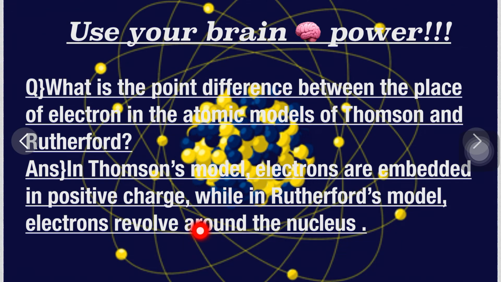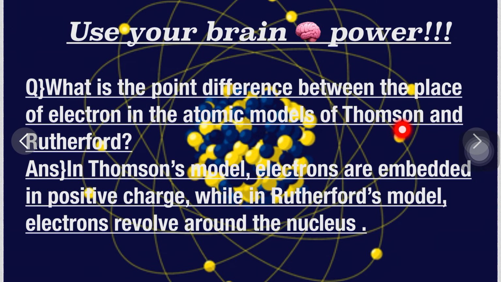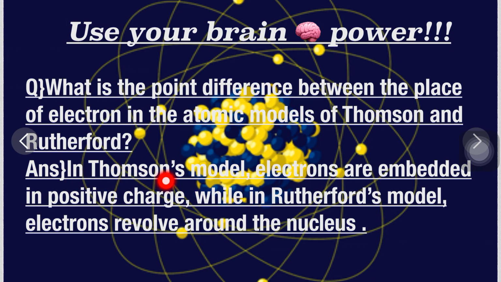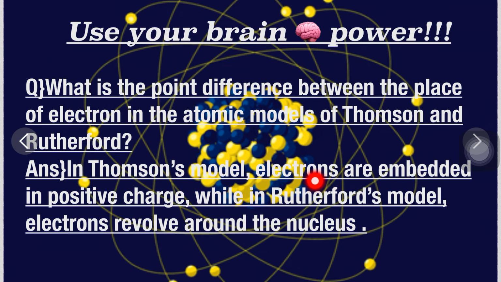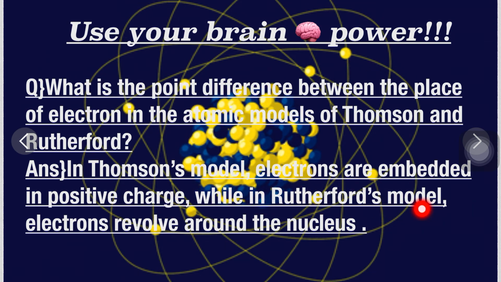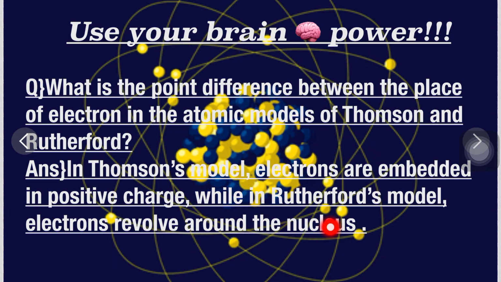What is the main difference between the place of the electron in the atomic models of Thomson and Rutherford? In Thomson's model, electrons are embedded in positive charge, while in Rutherford's model, electrons revolve around the nucleus.